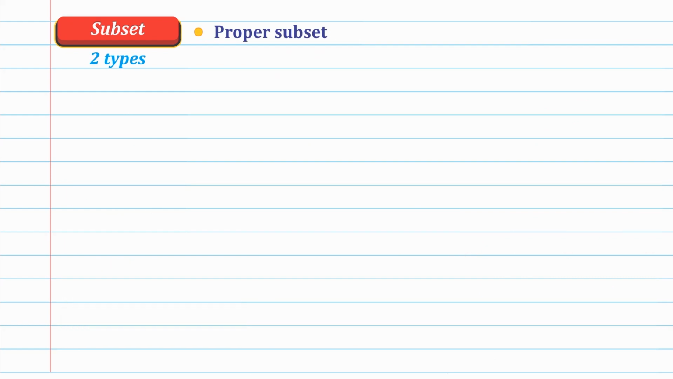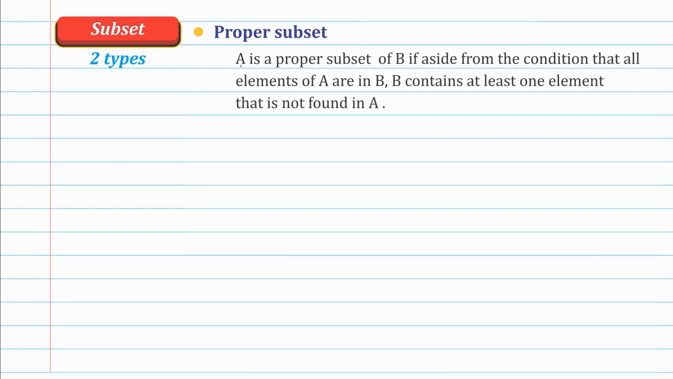Subsets have two types. The first one is called the proper subset. Now let's define what a proper subset is. A is a proper subset of B if, aside from the basic definition of subsets that all elements of A are in B, we satisfy this more important condition: B contains at least one element that is not found in A. Ibig sabihin nito, B has more elements than A.